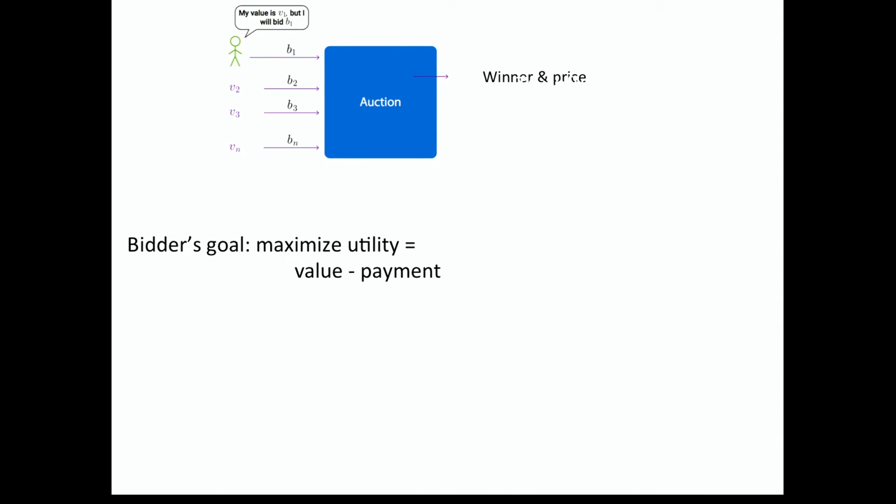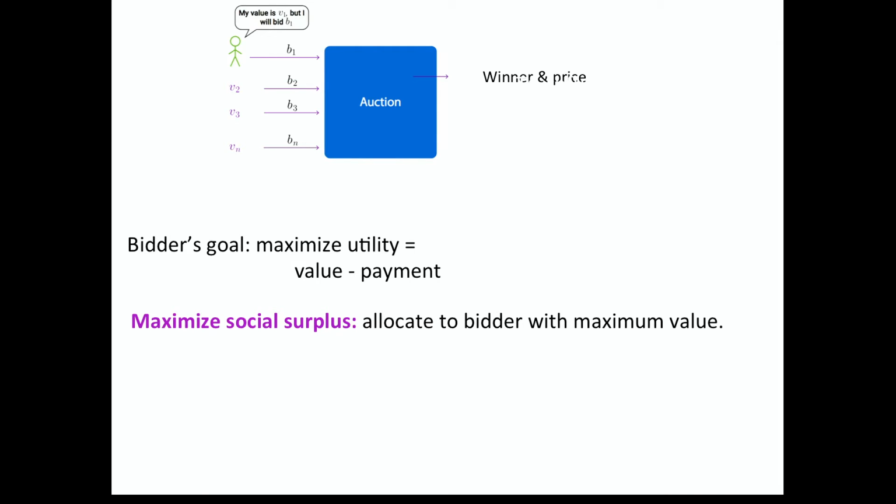One of the simplest goals you can have if you're designing an auction is to maximize social surplus, or surplus for short, which is sometimes called social welfare or efficiency. The goal would be to allocate to the bidder that has the highest value, so somehow implement the max function. That's the goal here.